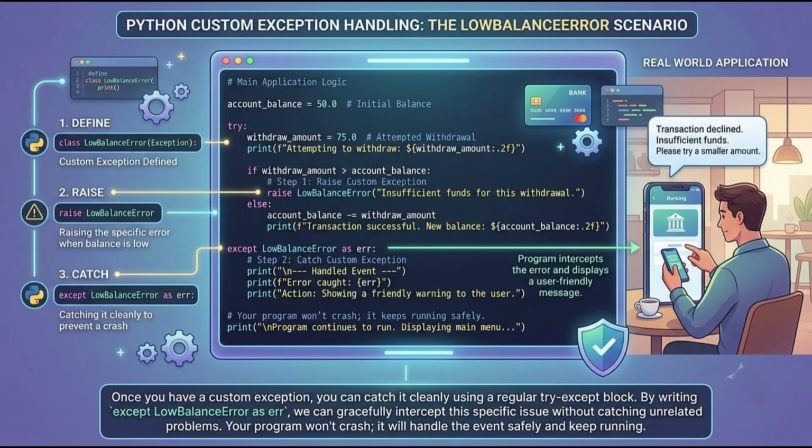Once you have a custom exception, you can catch it cleanly using a regular try except block. By writing except LowBalanceError as e, we can gracefully intercept this specific issue without catching unrelated problems. Your program won't crash, it will handle the event safely and keep running.